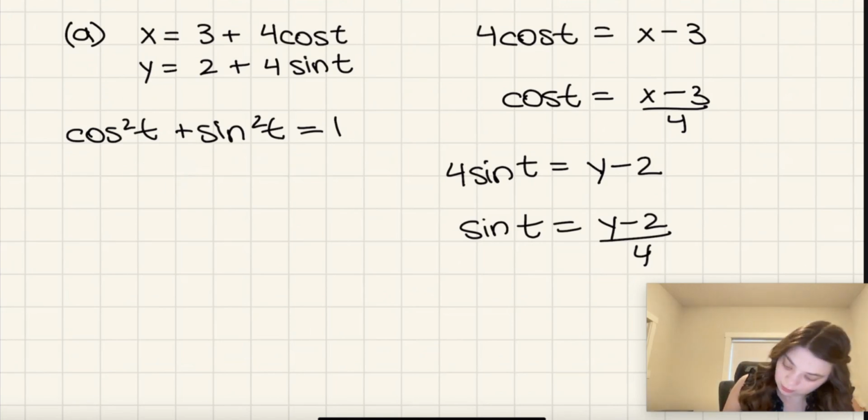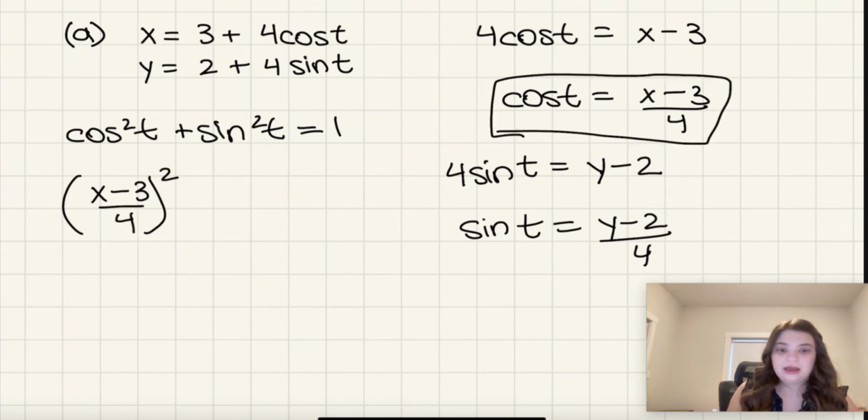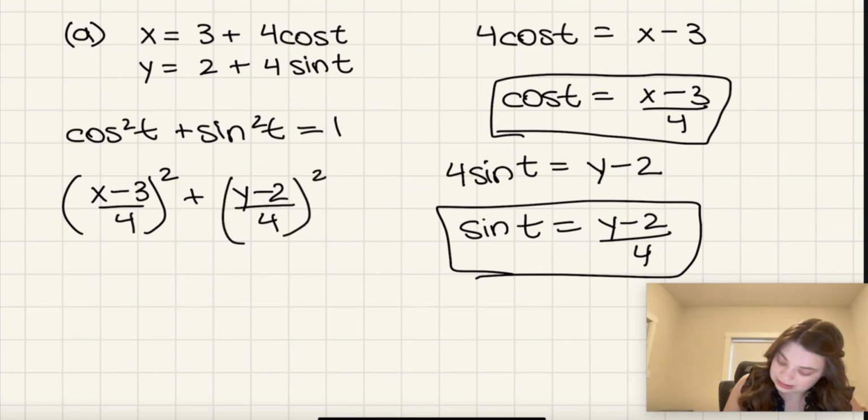So therefore, we would have x minus 3 over 4 squared, right? Because I'm subbing in this equation into the cos squared t plus sine squared t equals 1 equation. And then I'm going to take this equation and sub it in as well. We're going to get y minus 2 over 4 squared is equal to 1. And now I just need to expand and simplify that.